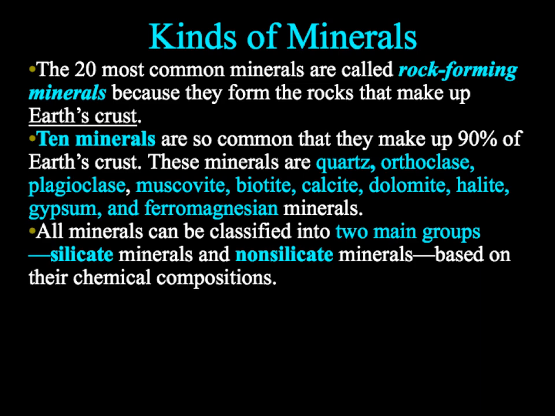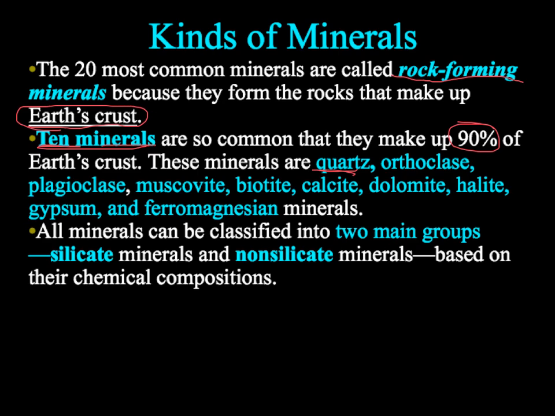So the 20 most common minerals are called rock-forming minerals, and they are the minerals that form most of Earth's crust, which is where the rocks are. But we don't need to know 20. 10 of these 20 minerals, half of them, are so common that 90% of our crust on Earth is made up of these 10 minerals. And some of them you've probably heard of.